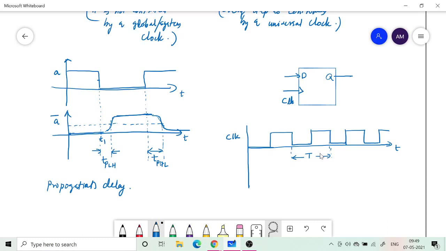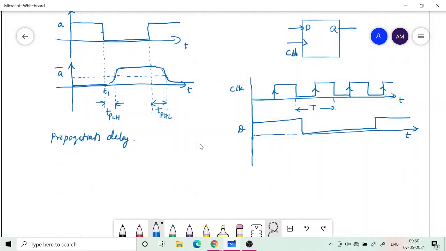Now let me show you the D input, and here I have shown a positive edge. So these are the active edges. This is our D input, and this is how the D input varies. It stays at 1, and then it stays at 0, and so on.